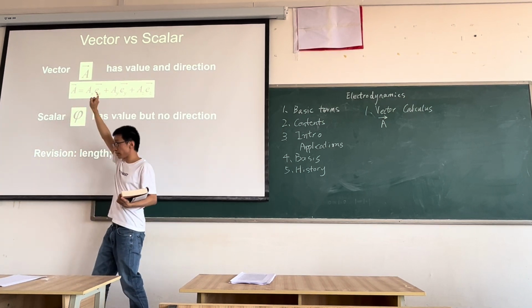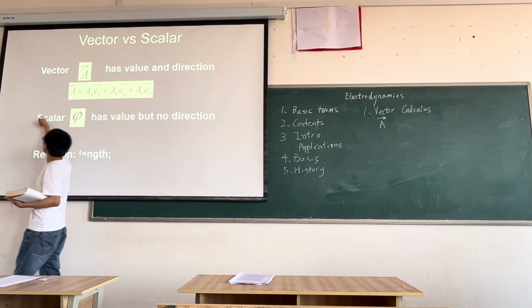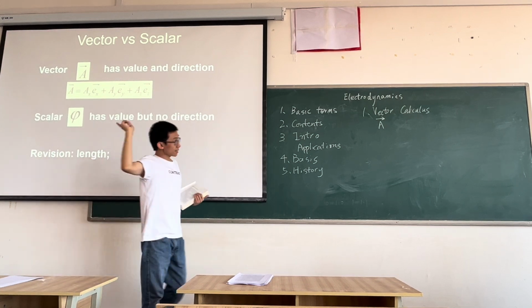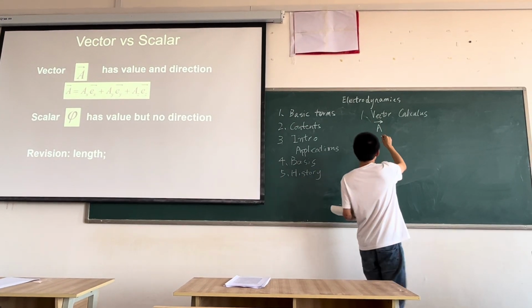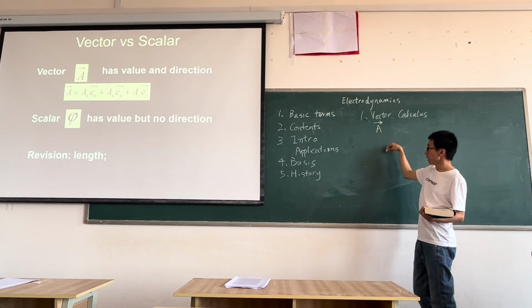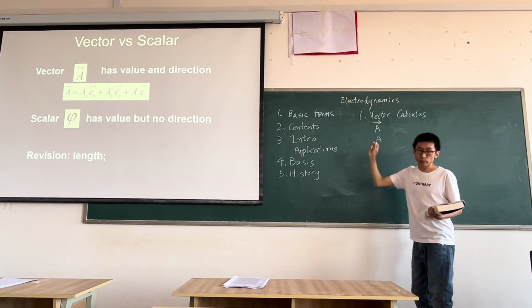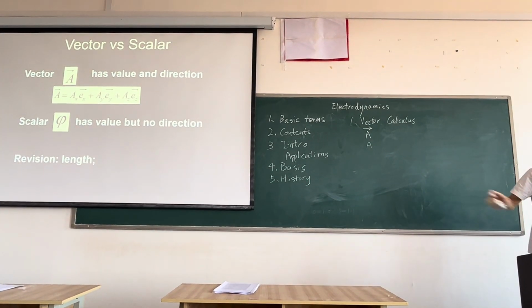A vector is different from what we know as a scalar, which is here. A scalar is written without an arrow. We can also write A, right? We can also write A, but here, we would like to write 5. I'll tell you why later.